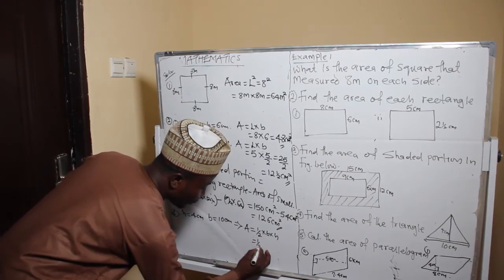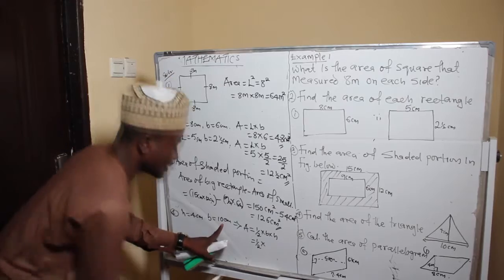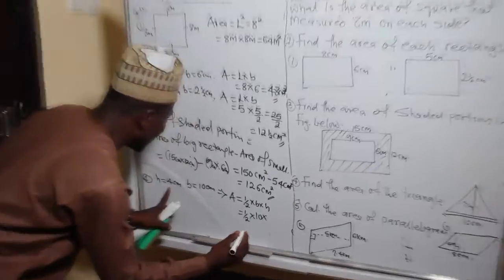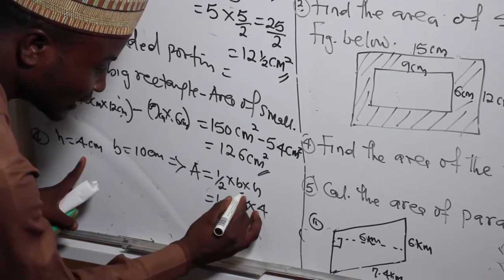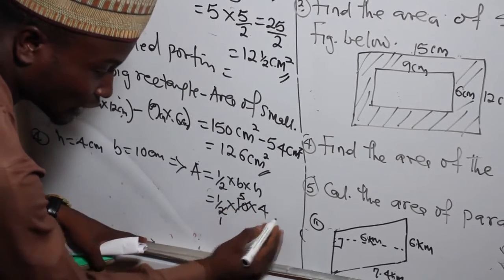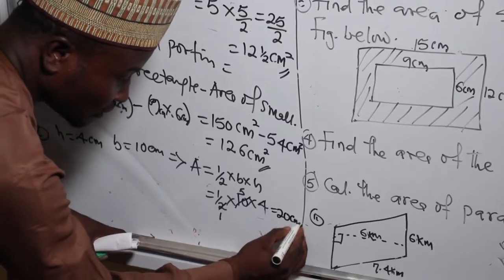So now we have 1 over 2 times, what is our base? It's 10. Times what is the height? Is given as 4. 2 here, 1. 2 in 10 is 5. So definitely we have 5 times 4 is equal to 20 centimeter square.